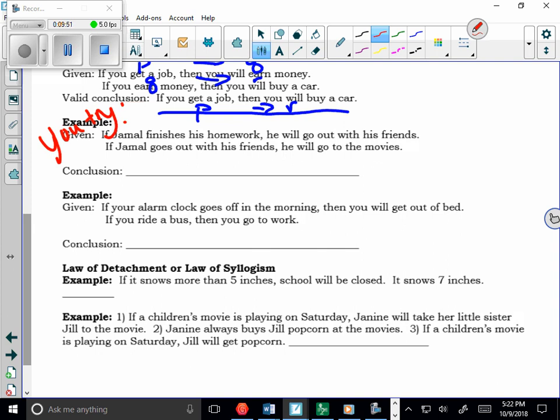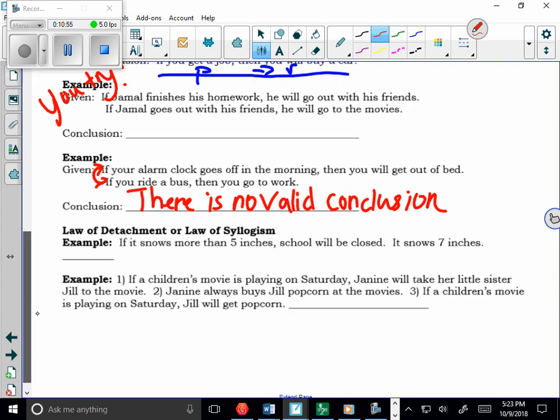This one is a little goofy. It says if your alarm clock goes off in the morning, then you will get out of bed. If you ride a bus, then you go to work. This is another one kind of like one we looked at before. You should be thinking, well, none of that really makes sense. If your alarm goes off in the morning, then you get out of bed. Okay, that makes sense. If you ride a bus, then you go to work. There's no connection between those two statements. You need something to bridge them together. Maybe if you get out of bed, maybe you'll get on a bus and go to work, but I don't know that for sure. Those two statements aren't really related at all. So again, there is no valid conclusion. That's just a jumbled mess of stuff, so I can't make any conclusions from that.